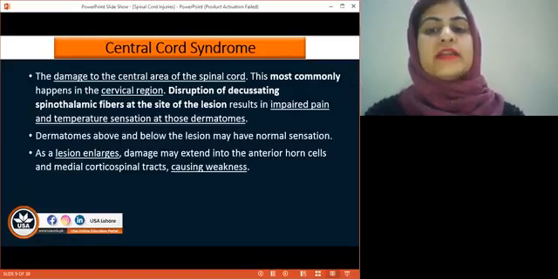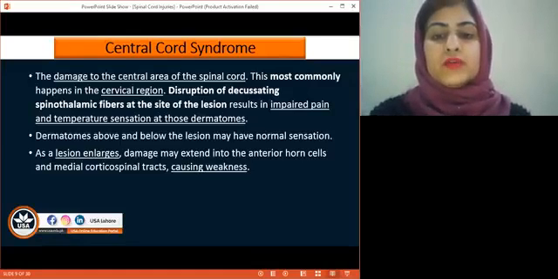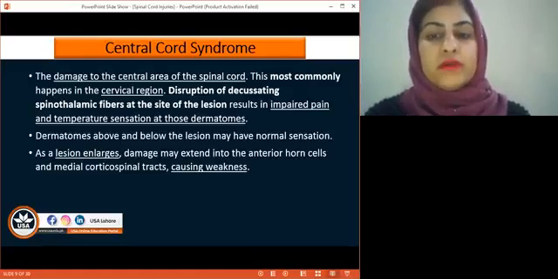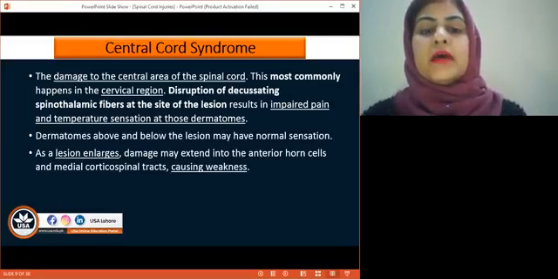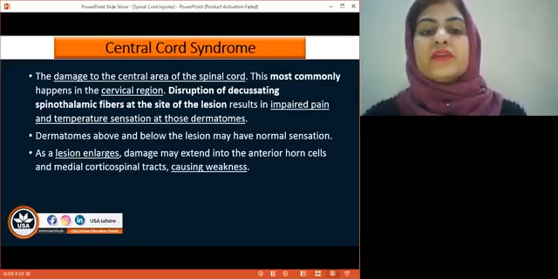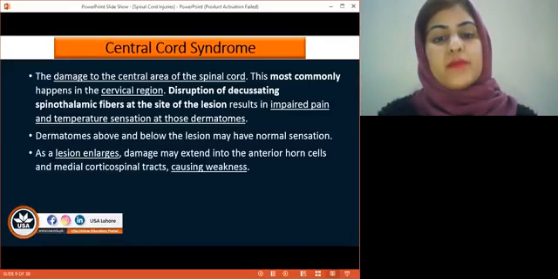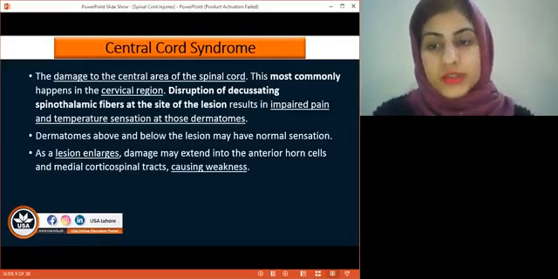And this will result in impaired pain and temperature sensation at the dermatomes involved. There was decussation of the spinothalamic fibers, and it was common in the cervical region, and this was associated with damage of the central area of the spinal cord. Dermatomes above and below the lesion have normal sensation. They do not have any kind of problem.